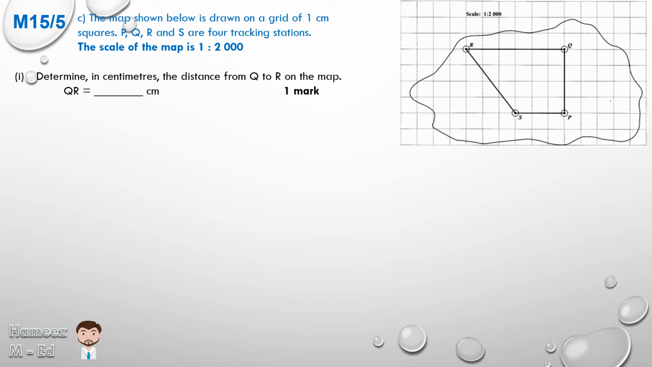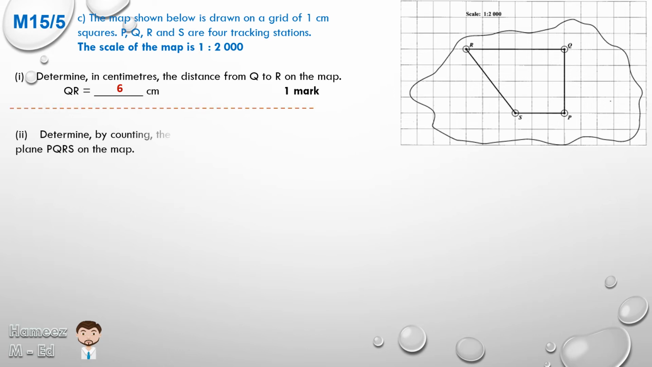So let's look at QR, and it's telling us that each square is 1 centimeter long and 1 centimeter wide. So if we count how many squares from Q to R, we'll see 1, 2, 3, 4, 5, 6. There are 6 squares, so the distance from Q to R is equal to 6 centimeters.